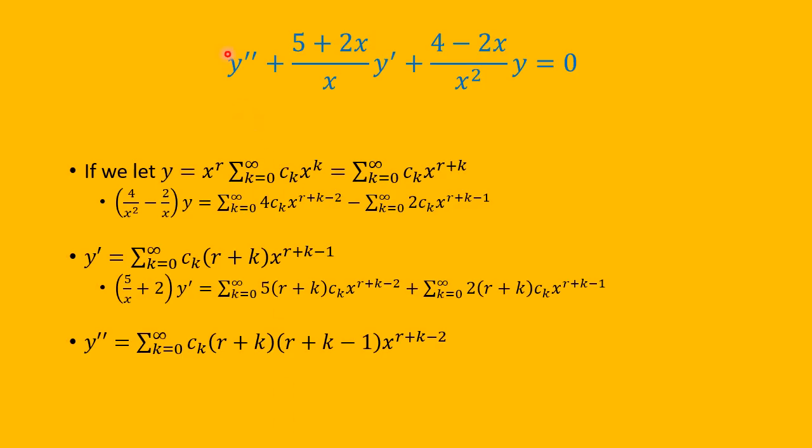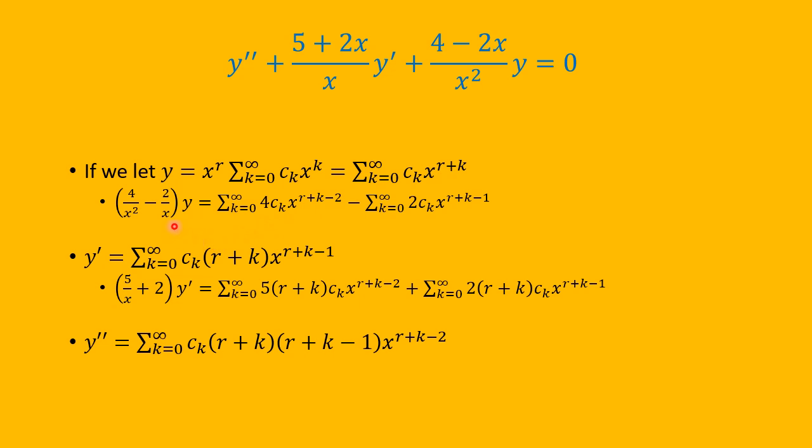So we're looking at this differential equation, and we're going to look for a Frobenius series. For a solution, let's let y equal x to the r times the power series, sum k goes from 0 to infinity, c sub k times x to the k. We can multiply these together, and instead of having x to the r out here and x to the k in here, we can just put x to the r plus k inside our summation.